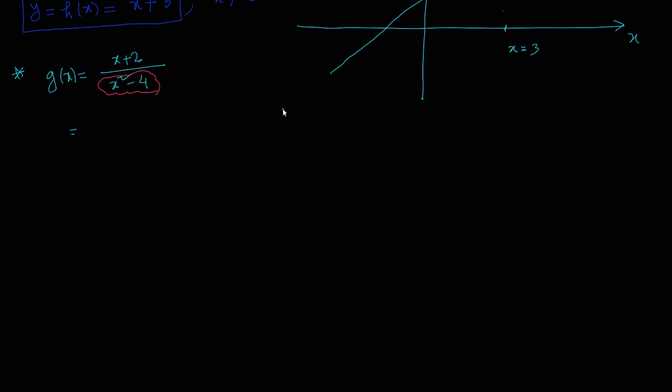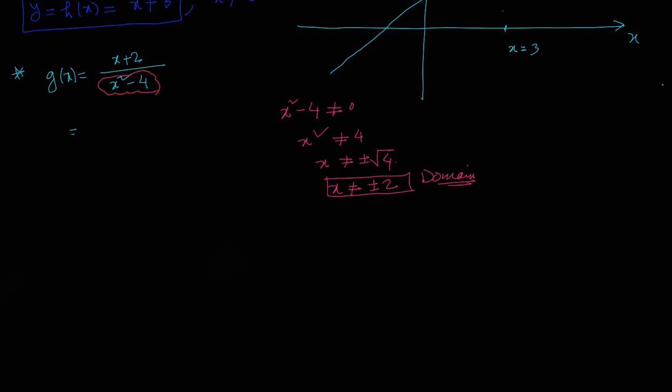So domain means that x square minus 4 cannot be equal to 0. So what I get is x square cannot be equal to 4. So x cannot be equal to plus minus square root of, sorry, actually this is 4, of 4. So x cannot be equal to plus minus 2. Okay, so basically this is my domain. x cannot be equal to 2, x cannot be equal to minus 2.